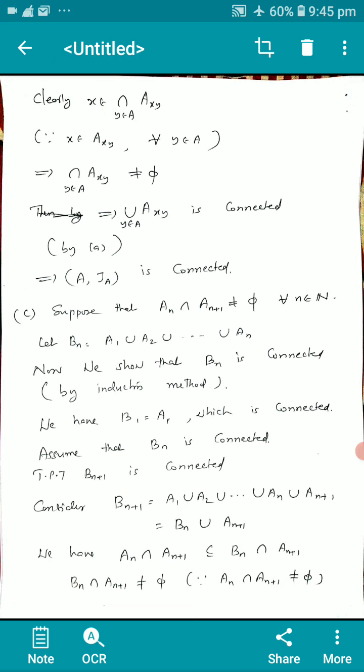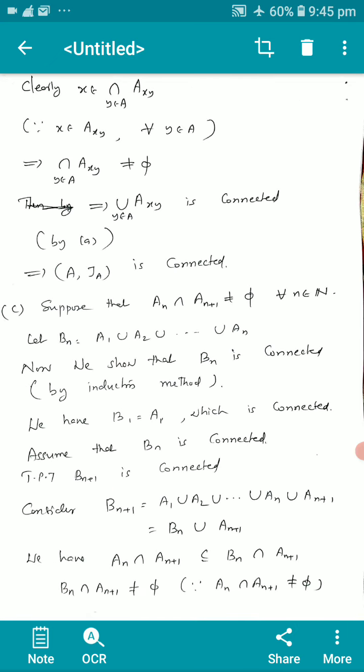Now discussing part C. Suppose that E_n intersection E_(n+1) is not equal to phi for all n in N. Take B_n equal to E_1 union E_2 union, etc., union E_n. Now we show that B_n is connected. We are proving it by using the induction method.